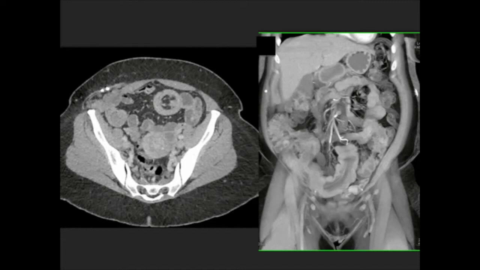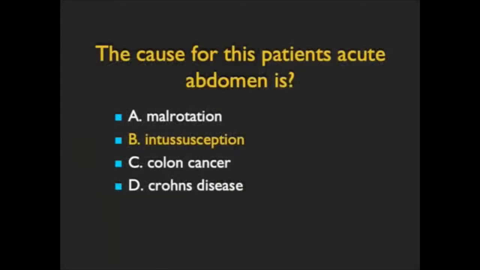And this patient, in fact, had multiple masses. And this was, in fact, a patient with Peutz-Jeghers syndrome. But the cause for the pain is intussusception. Just a beautiful, beautiful example.